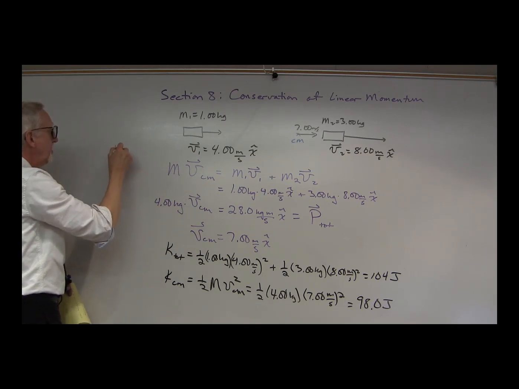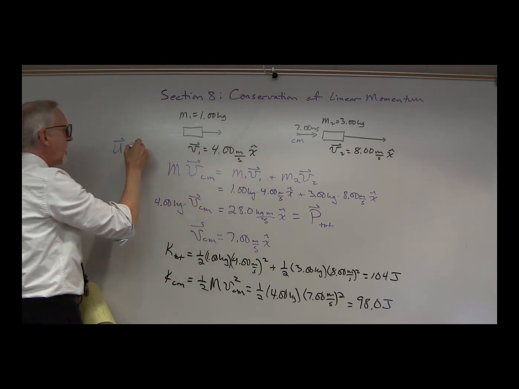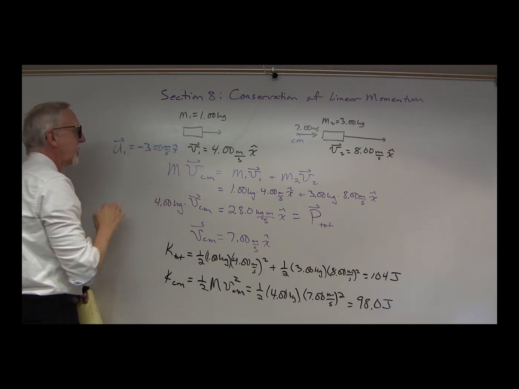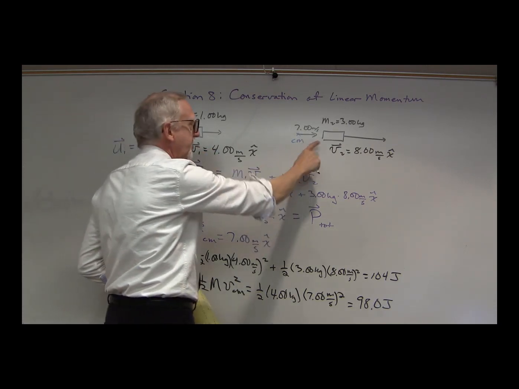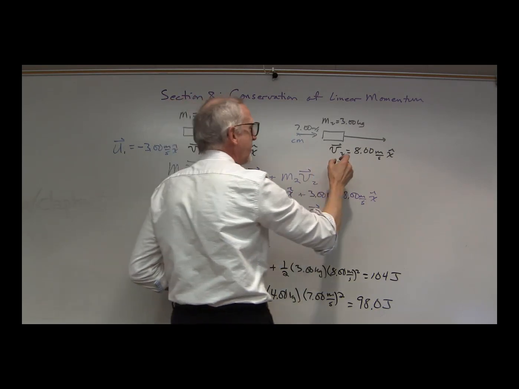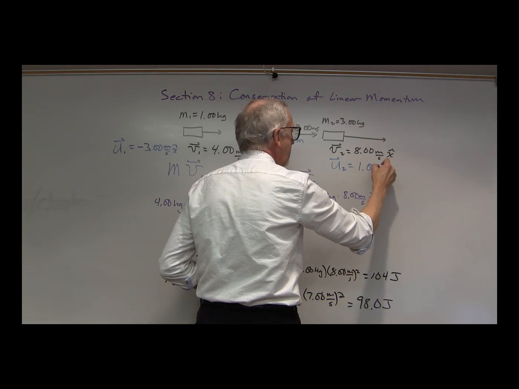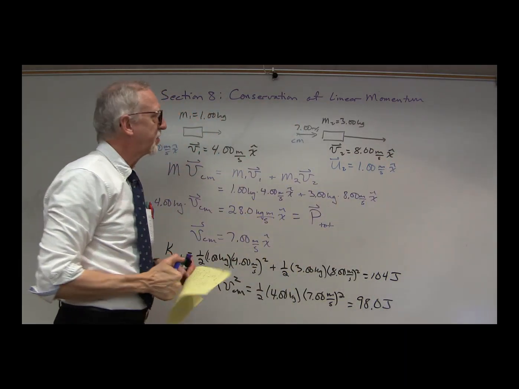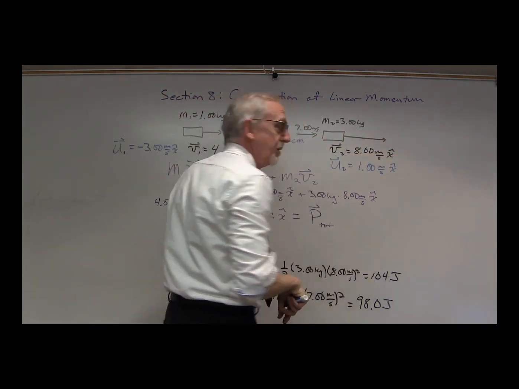We'll get u1 is equal to 4 minus 7, that'll be -3 meters per second, x hat. So it looks like this one is going that way. What about this one? We'll have 8 minus 7, that's 1. So we'll have u2 equals 1 meter per second, x hat. So in the center of mass frame, this mass is going that way, this mass is going that way.